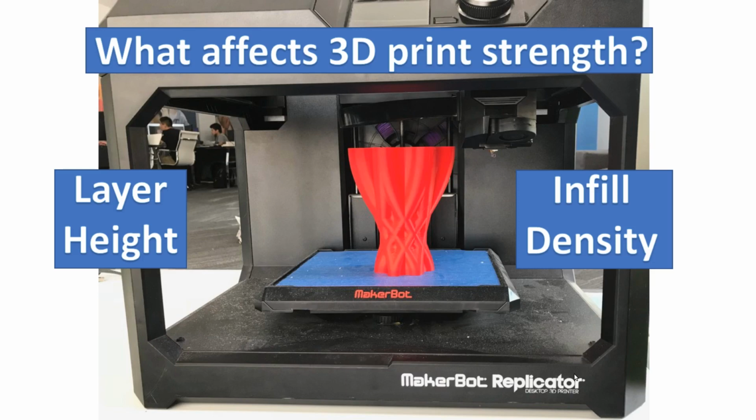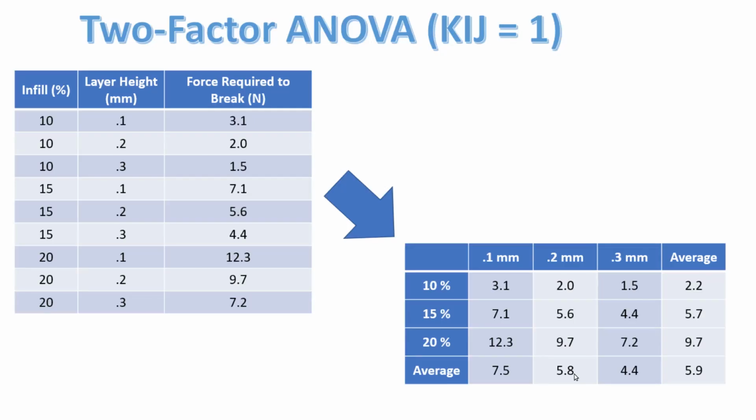In our case study, we are going to try and figure out how these factors influence print strength. And in order to do this, we have to generate some data on the force required to break several prints, with every possible combination of variables. So in this study, we're going to use infill densities of 10, 15, and 20%, and layer heights of 0.1, 0.2, and 0.3 millimeters.